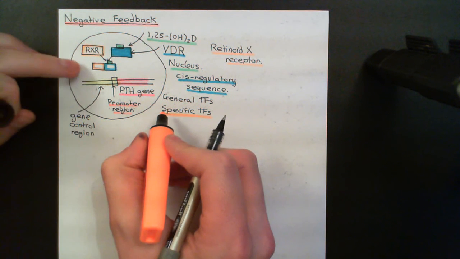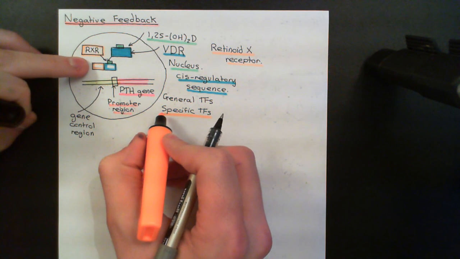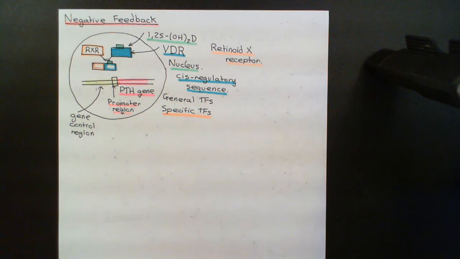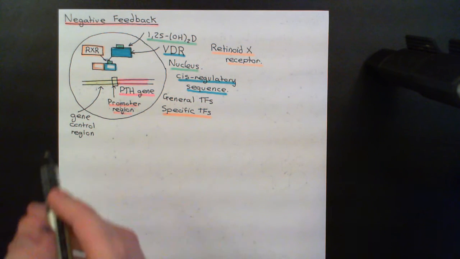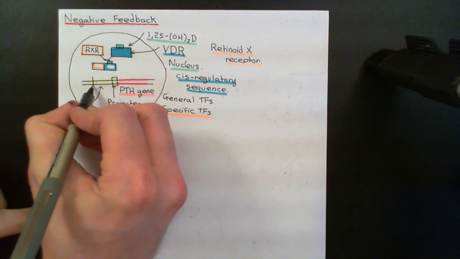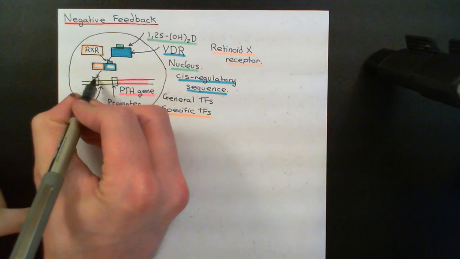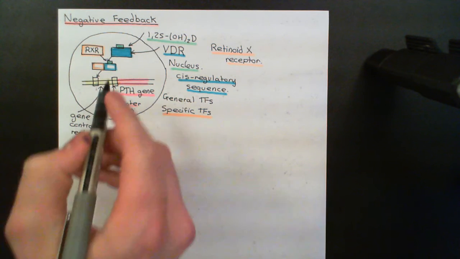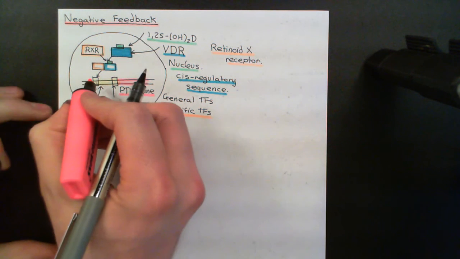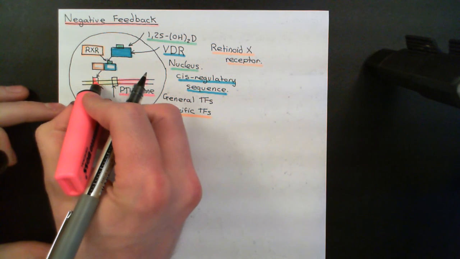So for this specific transcription factor, there will be a whole bunch of genes that have a cis-regulatory sequence for this specific transcription factor upstream of them, i.e. in their gene control region. The parathyroid hormone gene is one of them, so it will now have a region for this complex to bind. So this complex will bind here, let's say, so this is the cis-regulatory sequence for this complex of the vitamin D receptor with the retinoid X receptor.